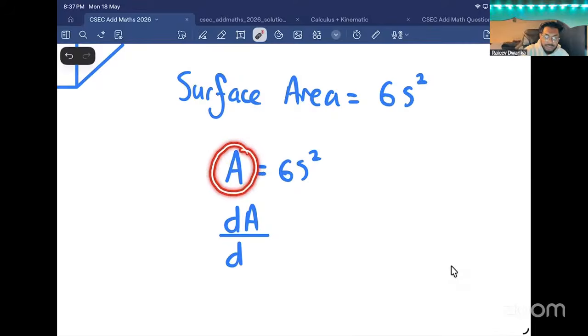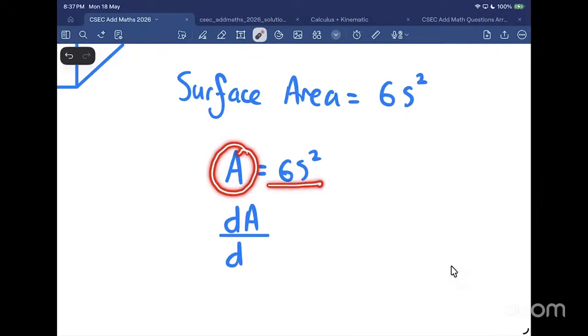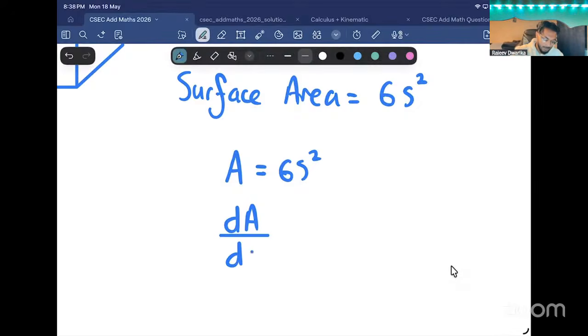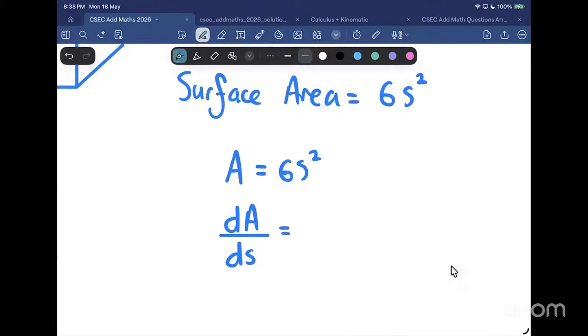So we have a function for area in terms of what variable? S, because if S changes, imagine if I tell you S is 1 and you plug it in, you get an area. If I tell you S is 2 and you plug it in, you get a different area. So the area changes with respect to what you plug in for S. So we're gonna find the DA/DS. So how would I differentiate that?